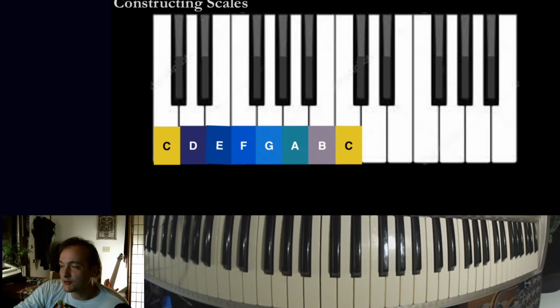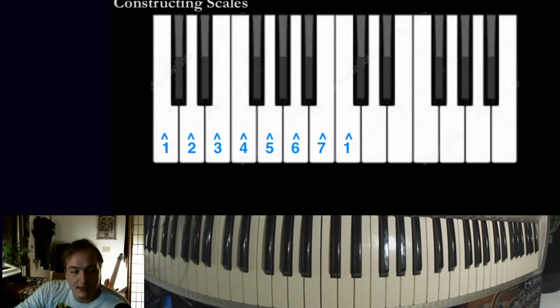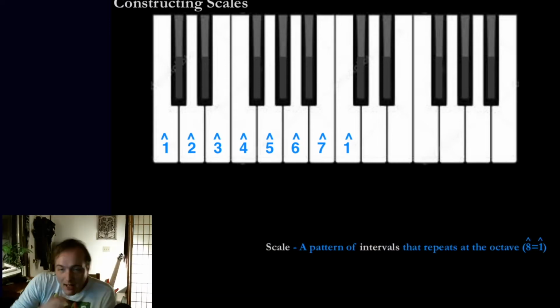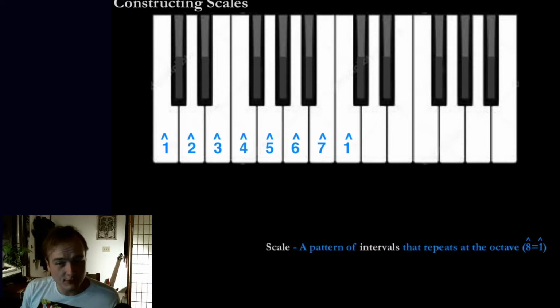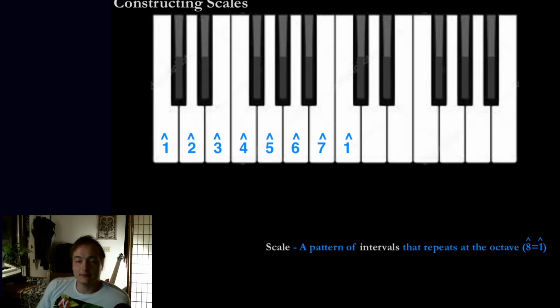And that brings us to a further definition of scale, where a scale is a pattern of intervals, or a pattern of half steps and whole steps, that repeats at the octave, where 8, the eighth note, the octave, equals 1, the first note. Take a look at the numbers there: 1, 2, 3, 4, 5, 6, 7, and 1, because C is 1, back to C, this is 1 again. So 8 equals 1 there.